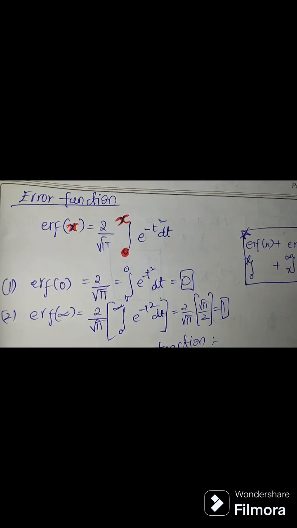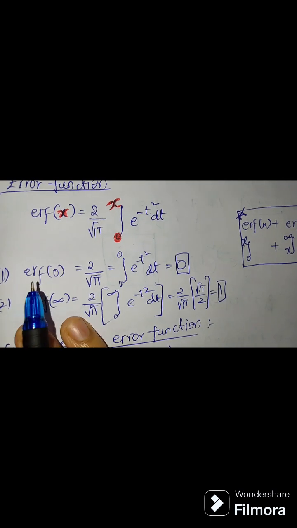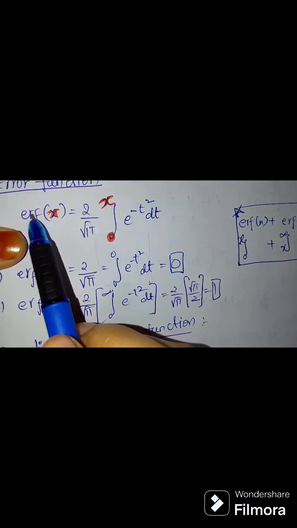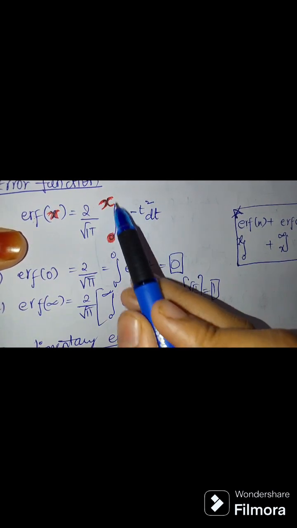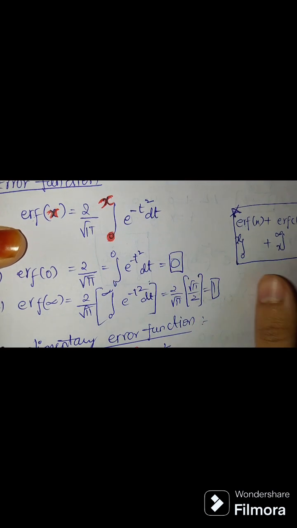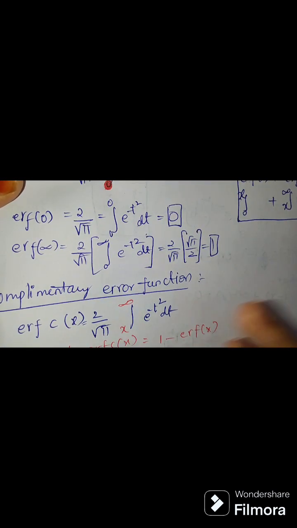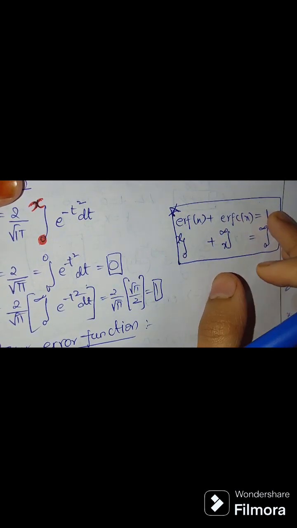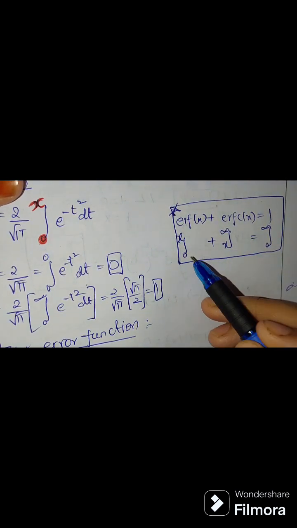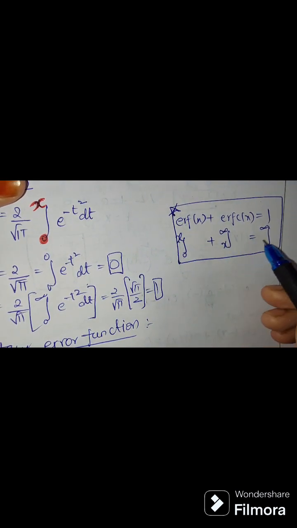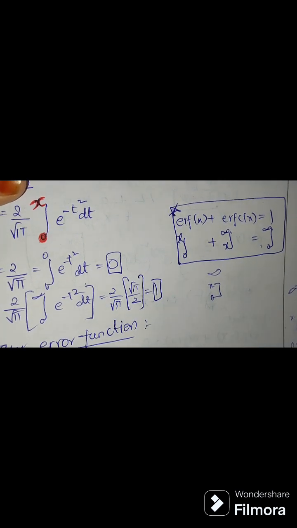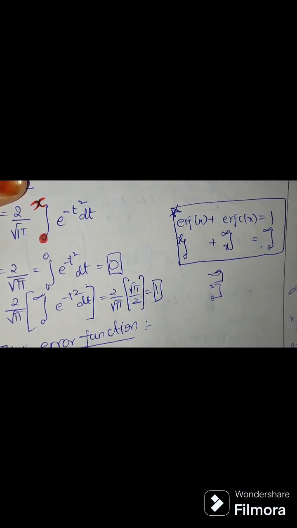Error function may be asked for 2 marks. So let's see. Error function means the limits are from 0 to x. Error function of x is 2 by root pi integral of e power minus t square dt. The complementary error function only has the limits changed, that is x to infinity. So error plus error complementary will give 1. The limits are 0 to x, x to infinity, and 0 to infinity. So you understand 0, infinity, x. 0 to x is the error function, x to infinity is the complementary error function.